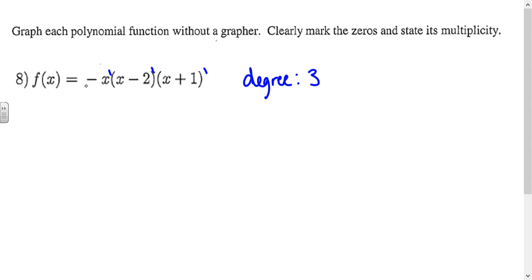And we notice that there's a negative in the front, so the leading coefficient is negative. So if we just think about what that's going to look like, thinking about end behavior, the degree is odd and the leading coefficient is negative, so it should look something like this. And I always sketch a picture of that first so that I don't have to think about it later. So then these factors, since it's in factored form, this gives us all the zeros of the function.